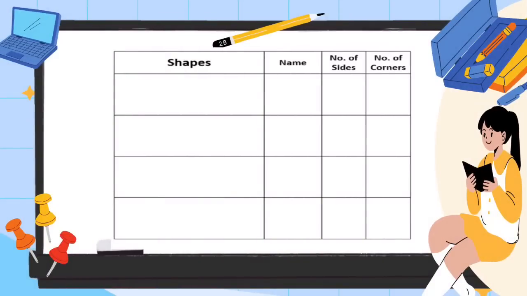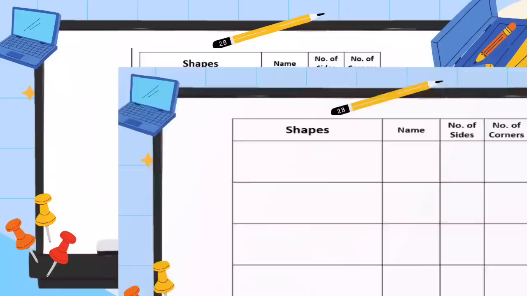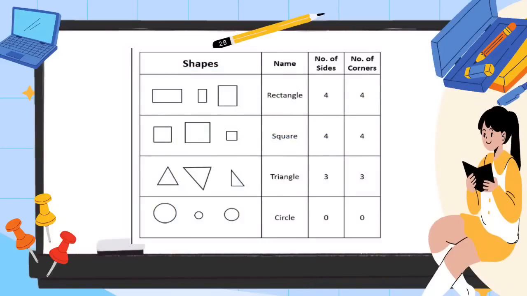Prepare 3 different cutouts of each shape: circle, rectangle, square, and triangle. Randomly place these cutouts on the board. Have the learners group these cutouts according to shape. When the grouping is done, ask them to identify each group of shapes. Next, have some learners write the name of each group of shapes in the second column. Once completed, have the learners read the name of each shape.